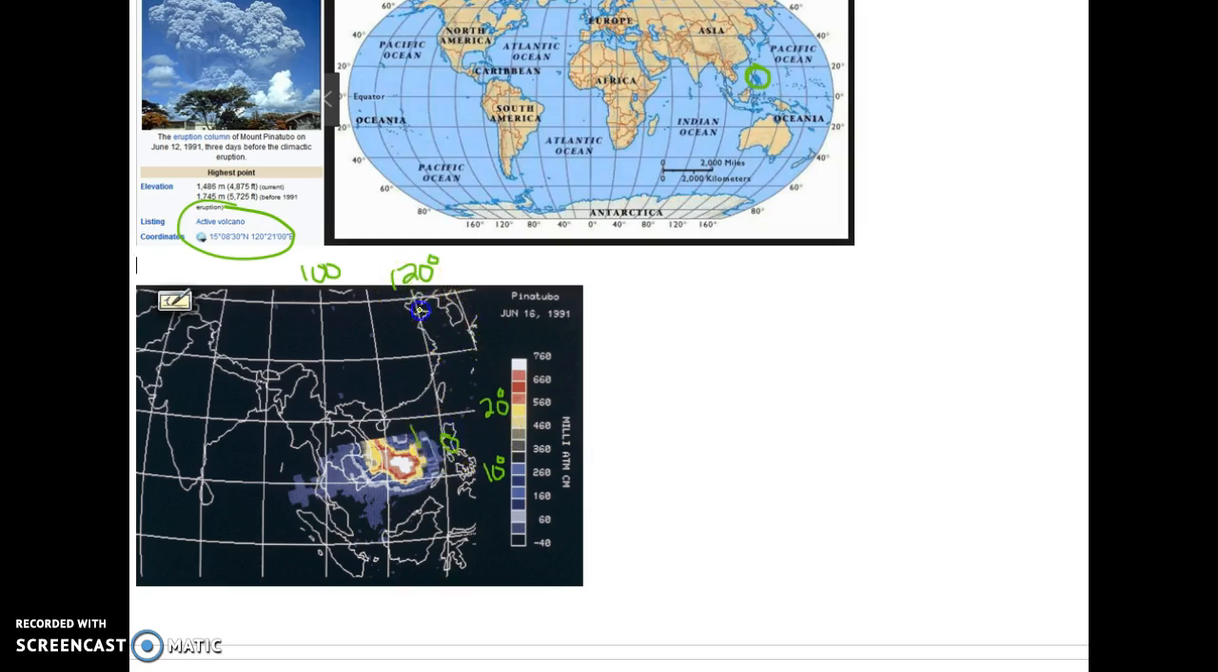The closest longitude line is this right here at 120 degrees. From the map of the world, we know that this one right here is 100 degrees. So what has it got to be in the middle? 110 degrees. For the latitude, we have 10 degrees for this latitude line and 20 degrees for this latitude line.